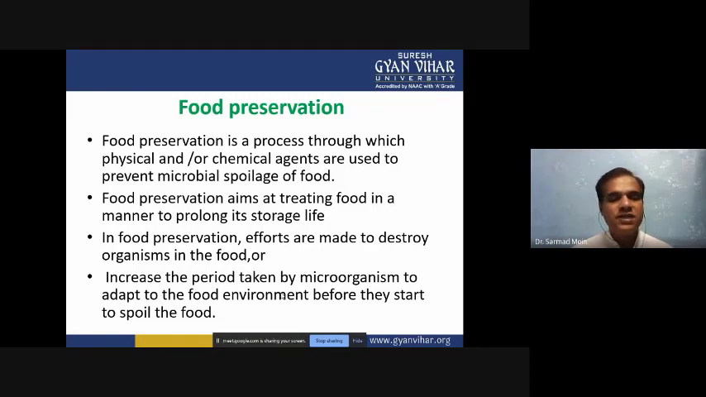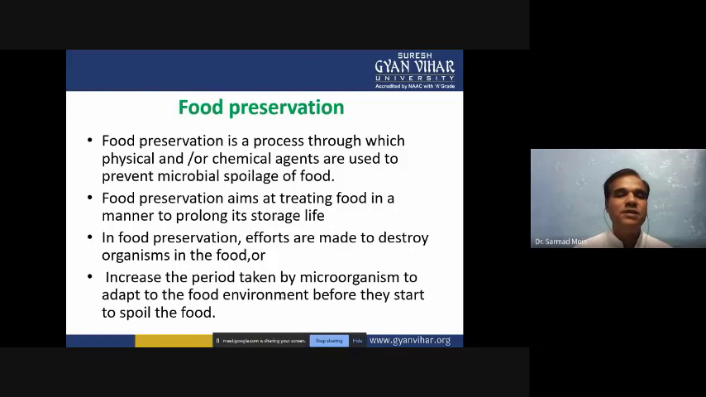Food preservation aims at treating food in a manner that prolongs its storage life. In food preservation, efforts are made to destroy organisms in the food and increase the period taken by the microorganisms to adapt to the food environment before they start to spoil the food. So what we are doing is preserving the food material against the growth of microbial spoilage. We are giving physical and chemical treatment.